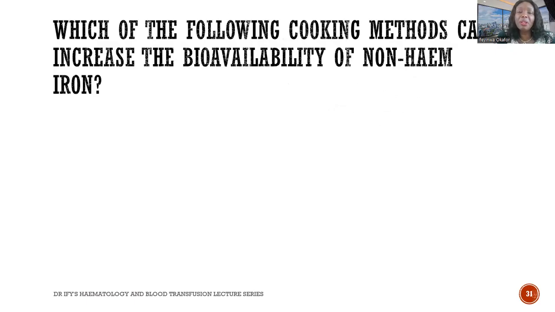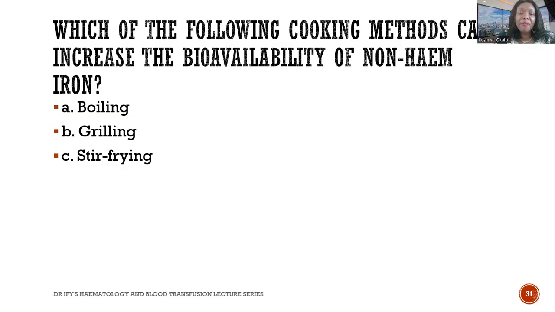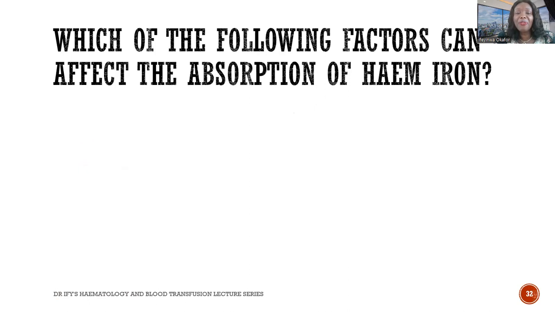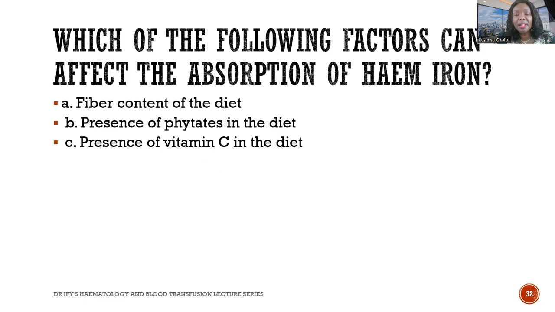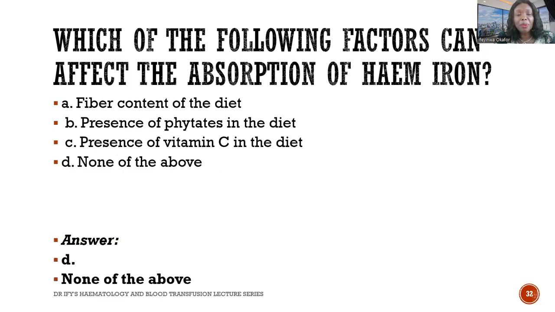Which of the following cooking methods can increase the bioavailability of non-heme iron? Boiling, grilling, stir frying, steaming. Answer D, steaming. Which of the following factors can affect the absorption of heme iron? Fiber content of the diet, presence of phytates in the diet, presence of vitamin C in the diet, none of the above. Answer D, none of the above.